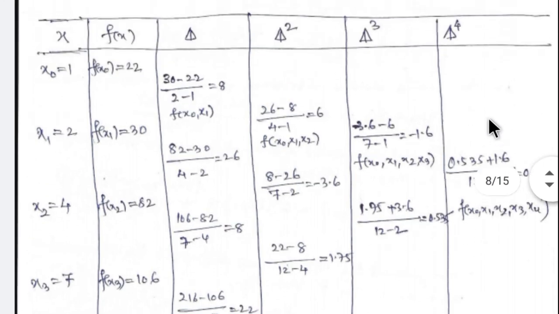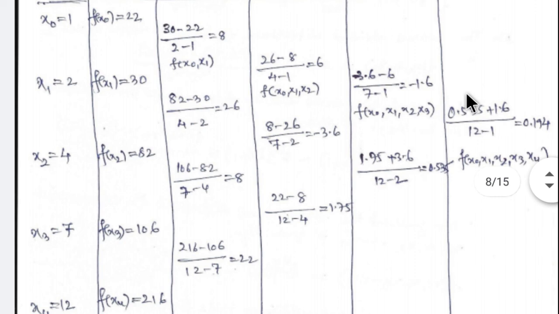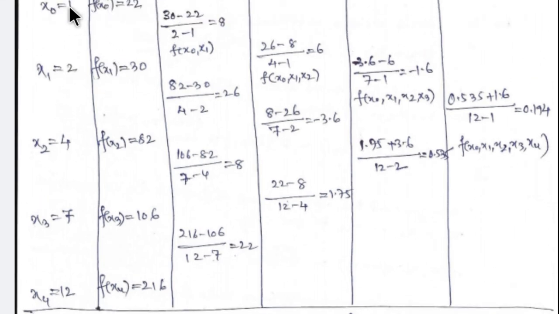Last, the fourth order: 0.535 plus 1.6 divided by 12 minus 1, that is x4 minus x naught. This is f of x naught, x1, x2, x3, x4, and it gives 0.194.